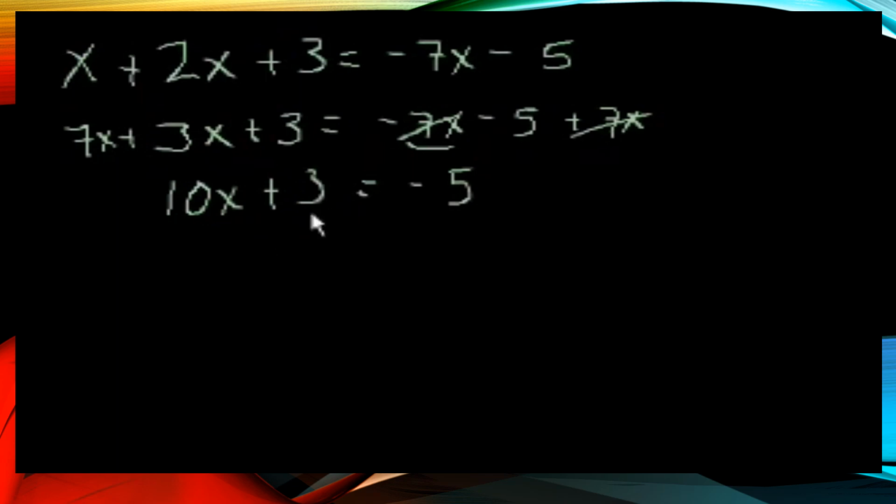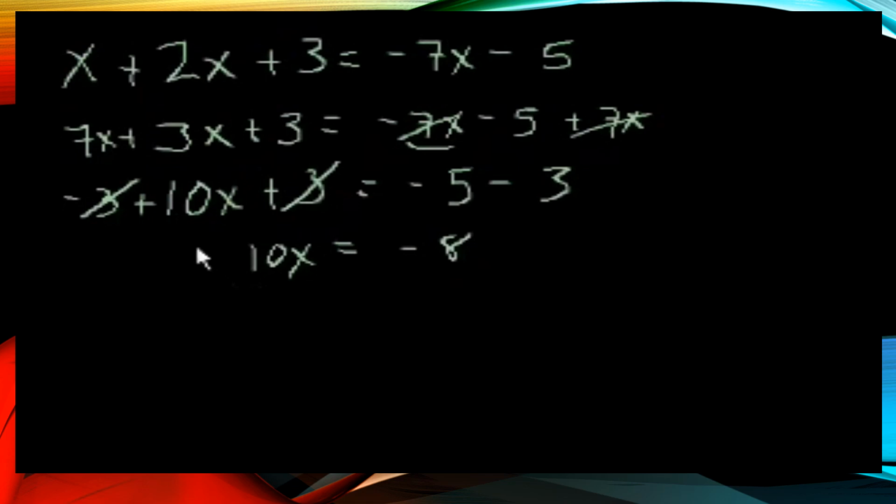And now we just have to take this 3 and move it to the other side, and we can do that by subtracting 3 from both sides. That's a 3, minus 3. The left-hand side, the 3's cancel out. That's why we subtracted 3 in the first place. And you have 10x equals, and then minus 5 minus 3, well, that equals minus 8.